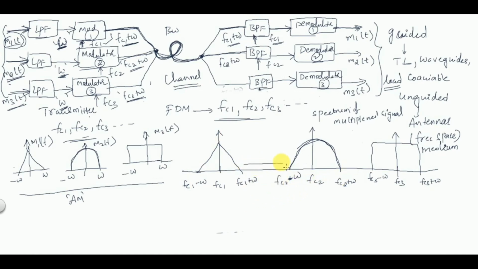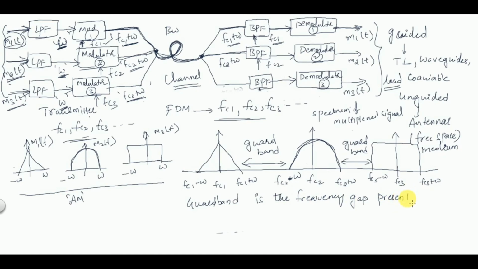Why have we taken a gap here in the frequency range? This gap is called the guard band. The frequency gap is called the guard band. The guard band is the frequency gap present between two signals in the spectrum.